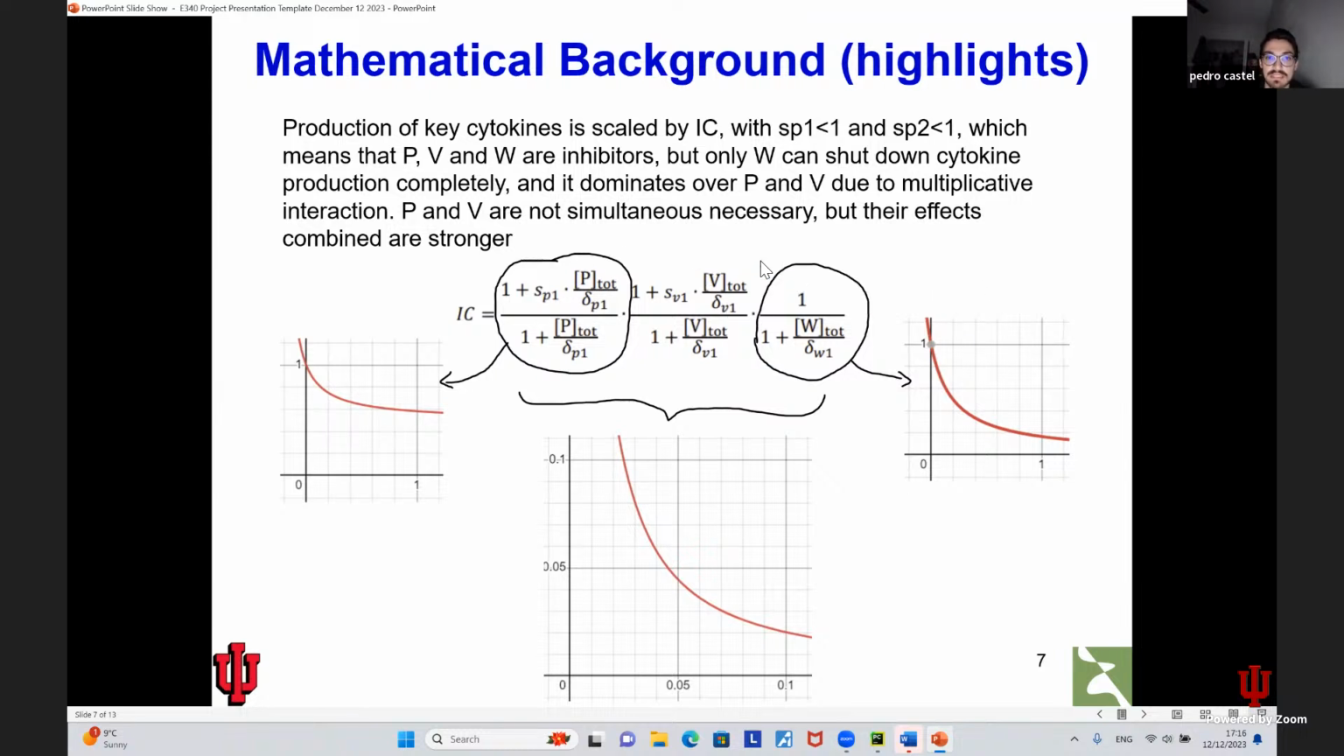One interesting detail here is that you can have either P or V to suppress innate immunity. So this multiplication here works as an OR, despite the fact it's a multiplication, because of the functional form they adopted. And they also have a stronger effect when combined, because when you multiply two values lower than 1, you get a lower value. So they work as an OR, but their effect combined is also stronger.